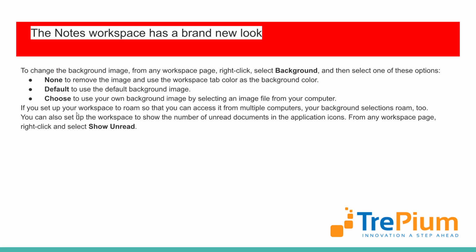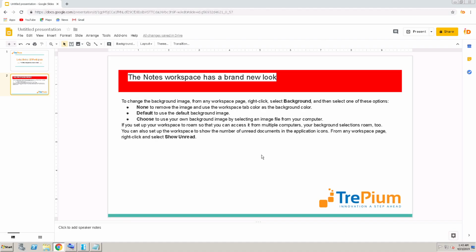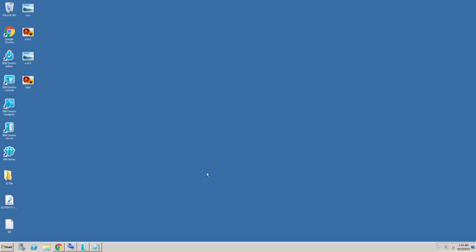If you set up your workspace to roam, so you can access it from multiple computers, your background selections roam too. You can also set up the workspace to show the number of unread messages in the application icon from any workspace page. Right click and select show unread messages. So let me show you how it works, and you can also change to the older view.